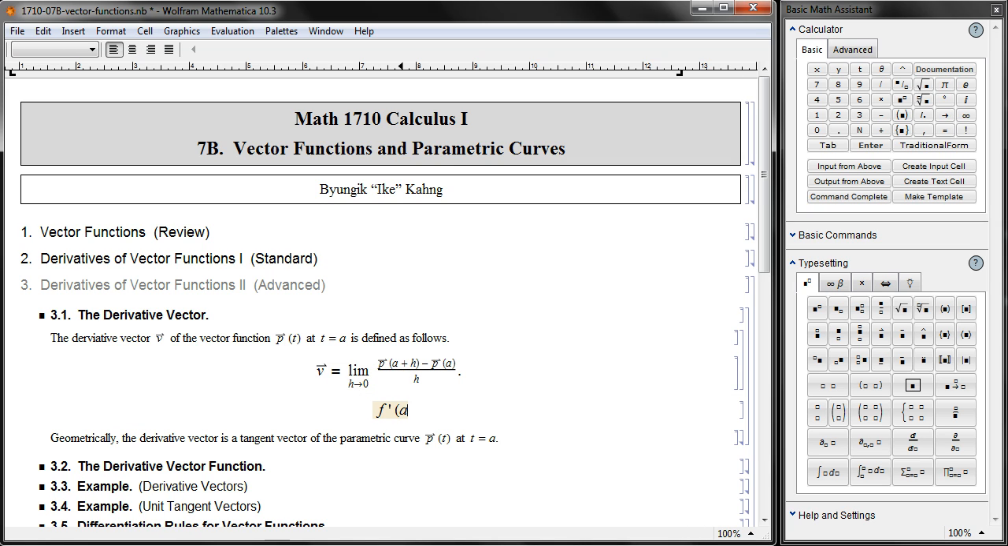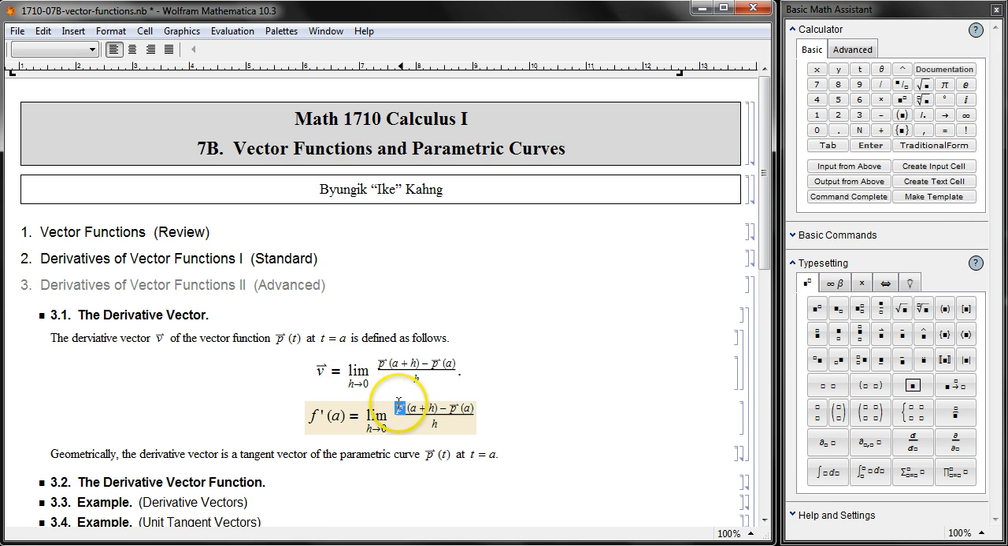F prime of a in the one-dimensional case is basically this, and instead of this, we have f of a plus h minus f of a. And what is this quantity called? This quantity is called a Newton quotient or difference quotient. It represents the slope of the secant line.